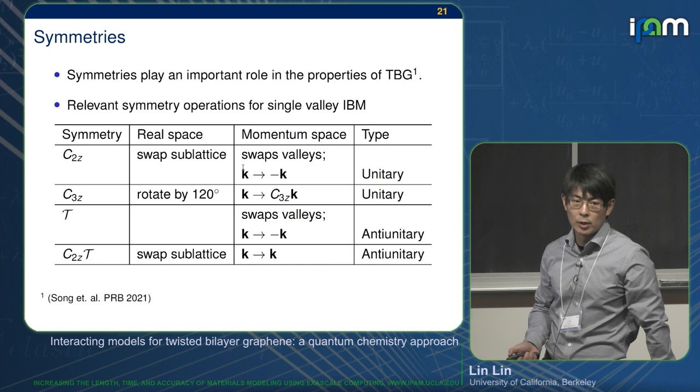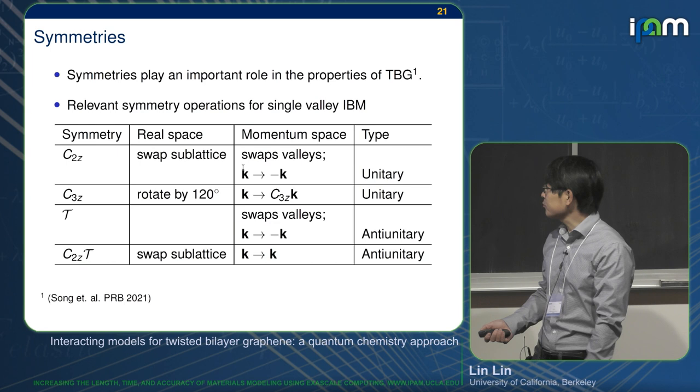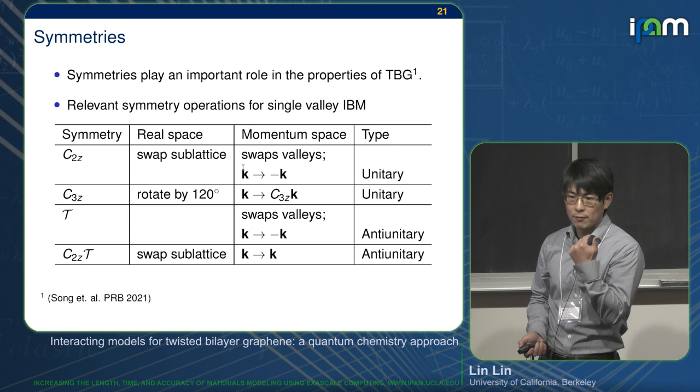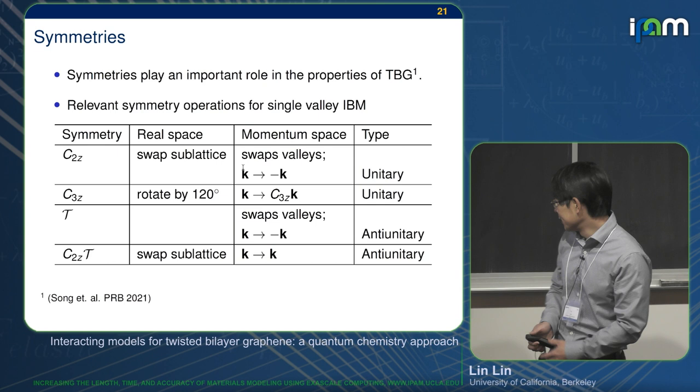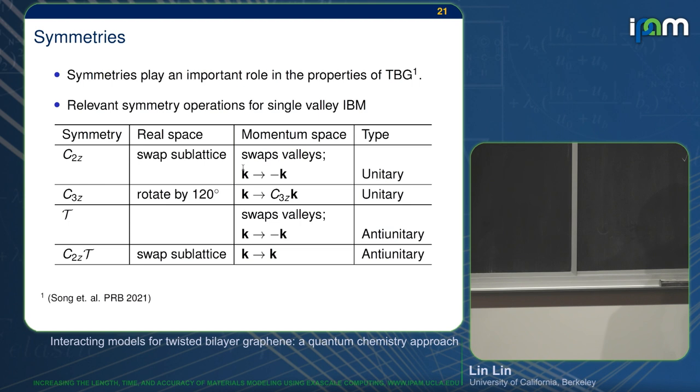There's a time reversal, which swaps the valley. You apply a complex conjugate that will flip the K and flip the valley. This one is an anti-unitary symmetry. Anti-unitary means that if you apply T to c times U, where c is a scalar, it becomes c star times TU. So it's not linear, but anti-linear.